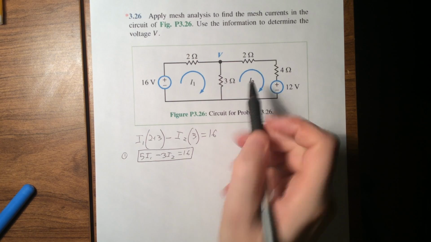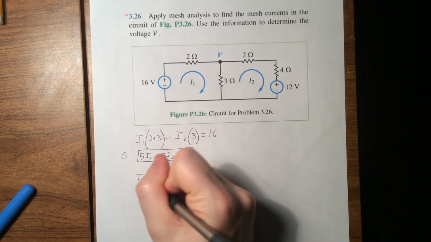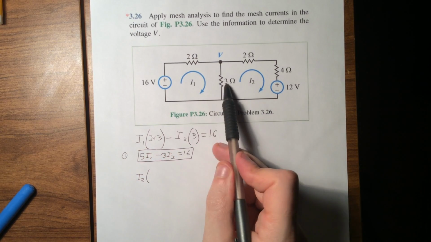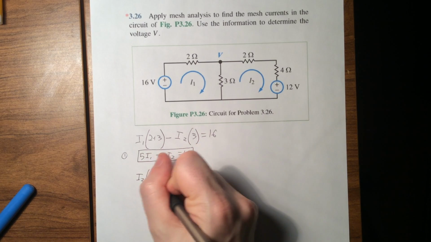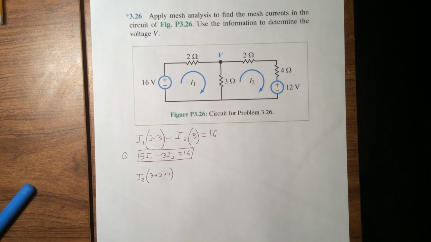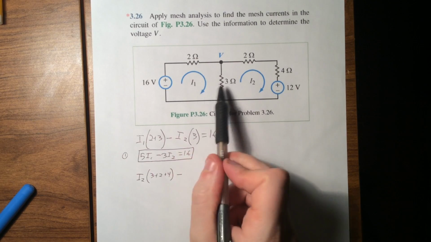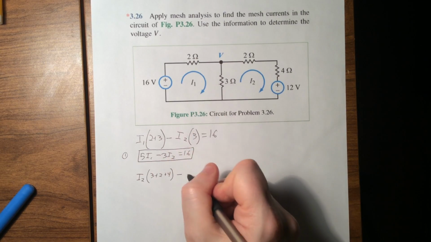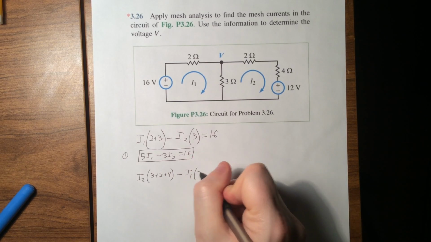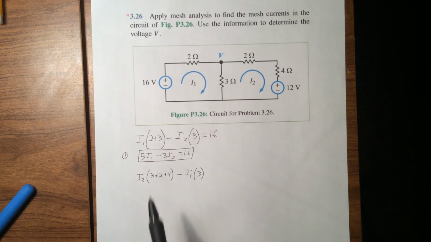So we're going to start with this one. We're going to put our I2 first. And then we're going to do all the resistors that touch it. We got a 3, a 2, and a 4. 3 plus 2 plus 4. And now we're going to have a minus because this resistor is touching the I1. So we're going to have our I1 there and our 3 because this resistor is touching that.